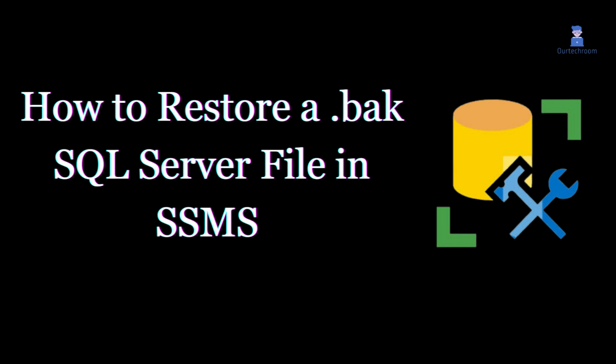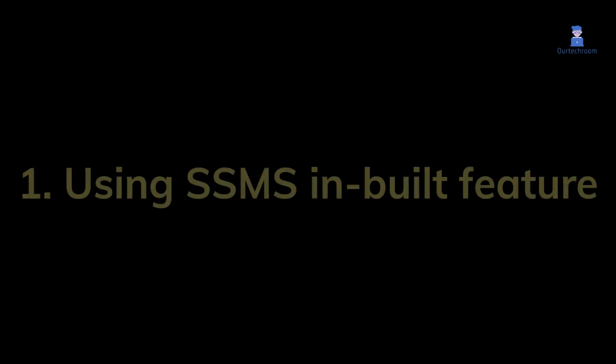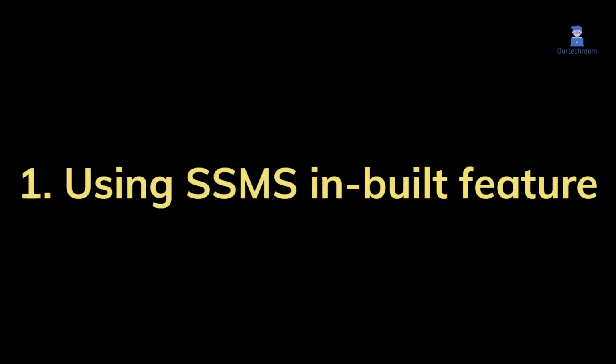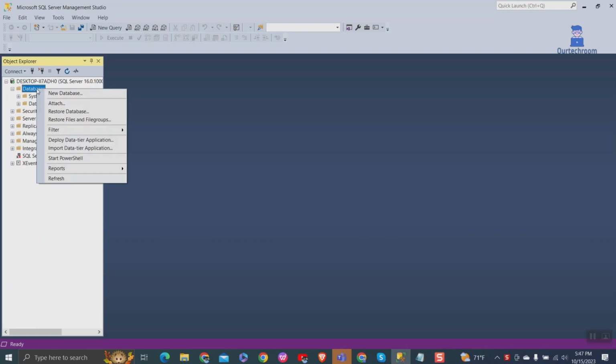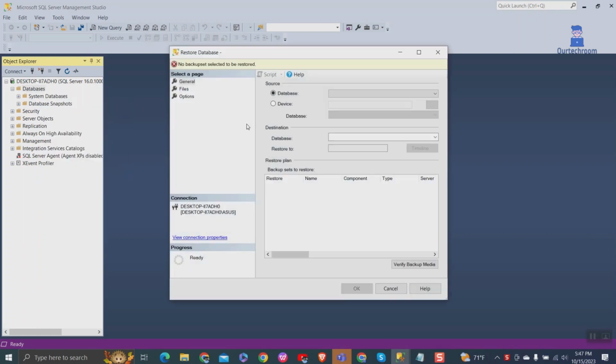In this video I will show you two ways for restoring .bak file in SSMS. 1. Using SSMS inbuilt feature. Open SSMS and right-click on Database folder. Then click on Restore Database.